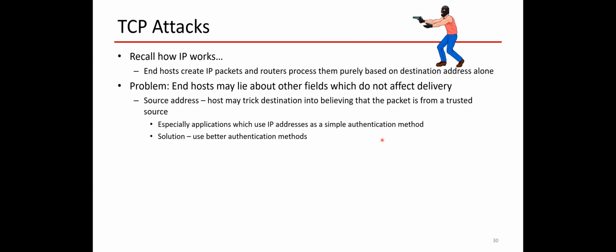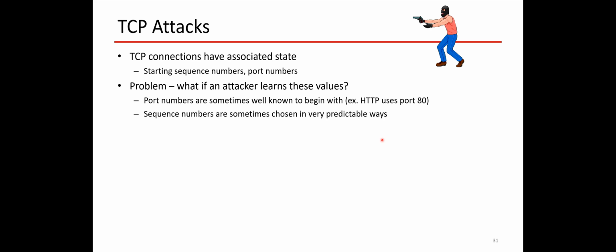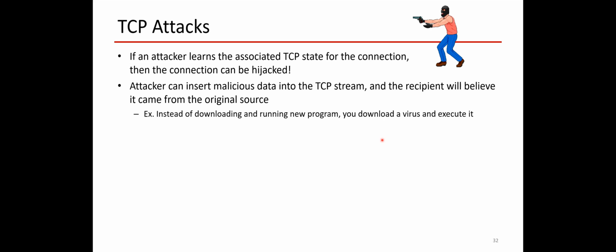Some applications use IP addresses as a simple authentication method. So use better authentication, something like HTTPS and Chrome OS, and many authentication steps. TCP attacks have associated state: the starting sequence number and port number. If the attacker learns these values, the port number is sometimes well known. For example, HTTP is 8080, HTTPS is 8080, and sequence numbers are sometimes very predictable. So how can you solve this?